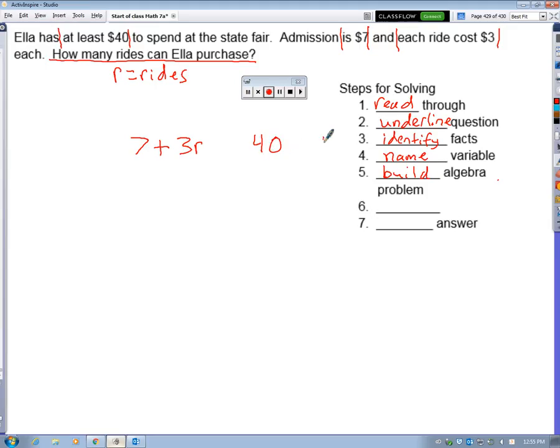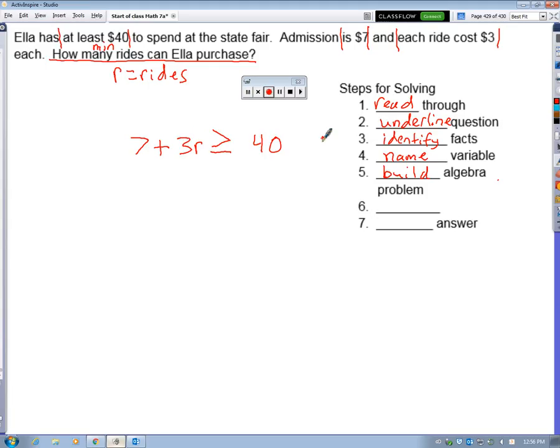Alright, now let's figure out what type of symbol we need to put in between here to make this work. We know that Ella has at least $40. So $40 is the minimum amount that she has, because it says at least $40, so she could have over $40. She could have like $50, but she does not have $30. She might have more, but her minimum amount is 40. So our math, this side over here, can either equal 40 when we come up with a number for r, or it can be over 40, which is totally fine. We just can't have this side be under the $40 on this side. So our symbol is going to say that this side needs to be greater than or equal to 40.